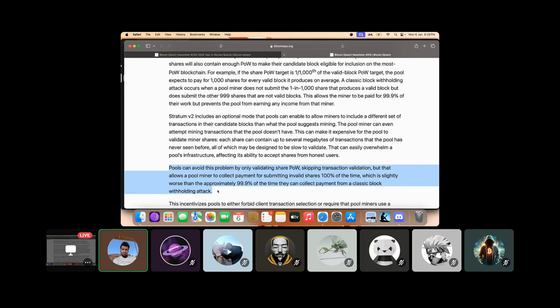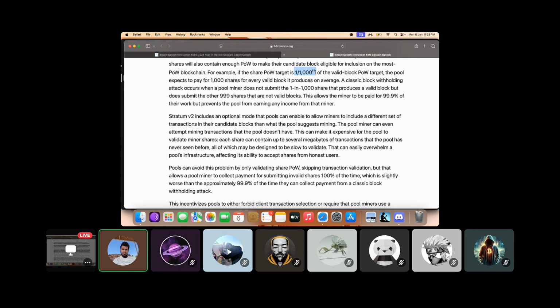Every time a miner furnishes a block, we just check whether the ratio of work done by the miner is greater than the pool threshold. If it is, then we pay them. We don't validate each and every transaction, because anyhow, that block is not going to get appended to the blockchain.